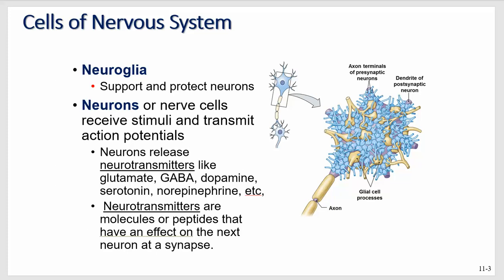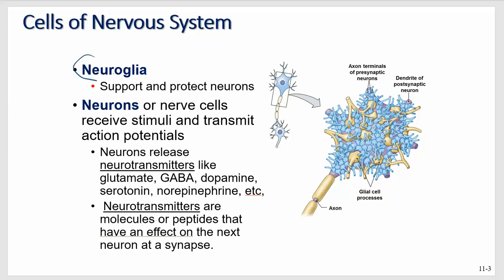We've already kind of talked about neurons and how neurons release neurotransmitter. They have the action potential that allows them to communicate with either effector organs or other neurons. So they receive stimuli and transmit action potentials. They have the neurotransmitters, and then the neurotransmitters are what can have that effect. Okay, so we kind of went through that.